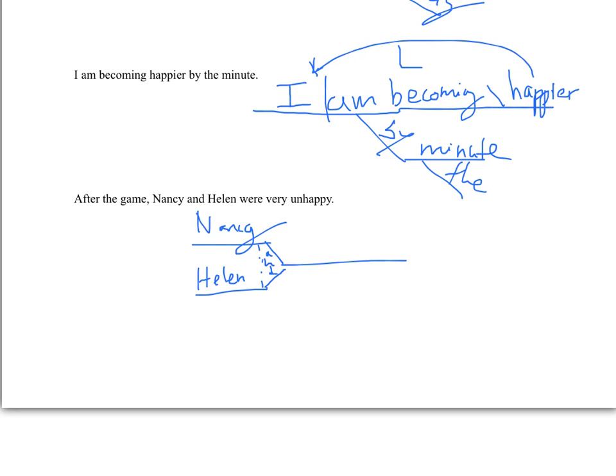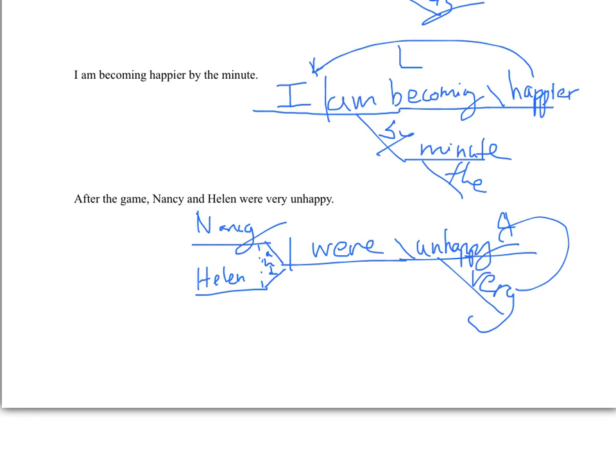So you've got Nancy and Helen were, linking verb line, unhappy. They were very unhappy. Remember, adverbs like this word very can modify adjectives. And then when were they unhappy? Well, they were unhappy after the game. After the game. So that's how you diagram linking verbs and subject complements.